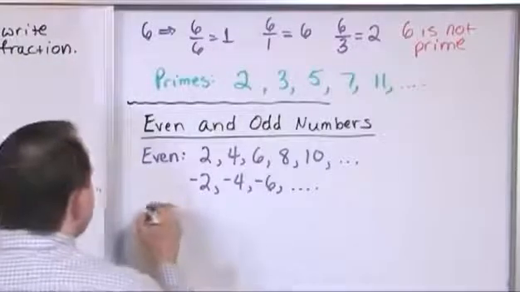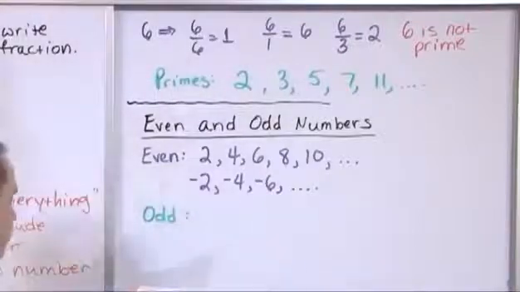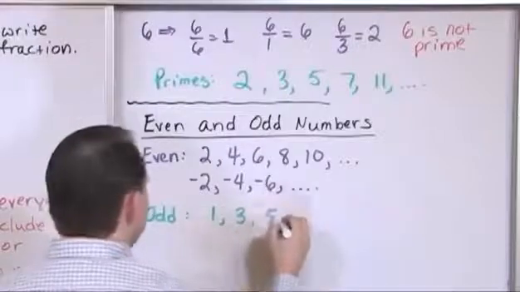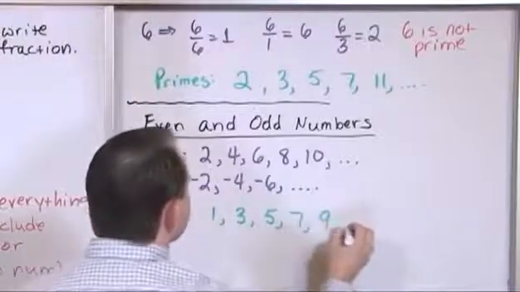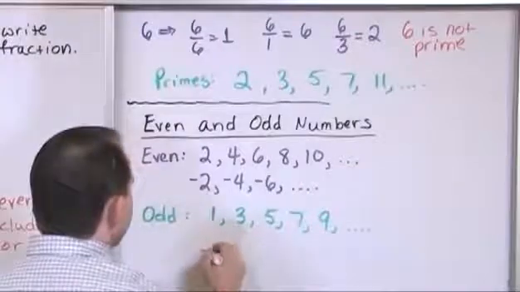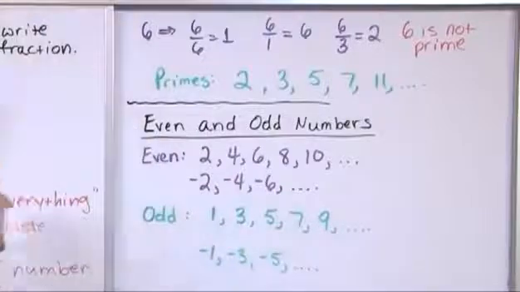Now, an odd number is everything else that's left over. So things like 1, 3, 5, 7, 9, also the negative numbers that go along with this, like negative 1, negative 3, negative 5, like that. So it's everything left over if it's not an even number.